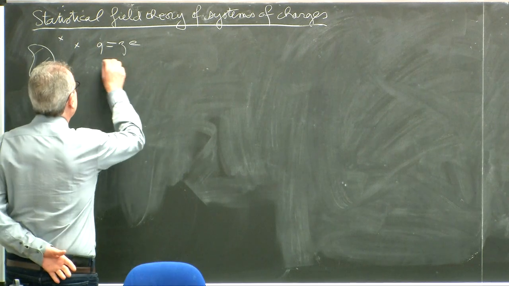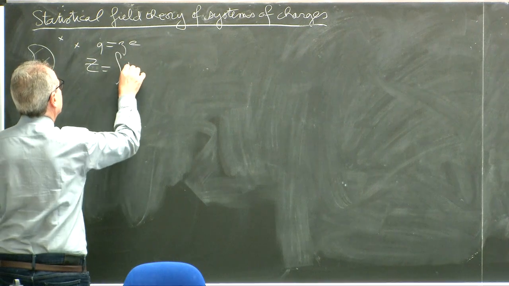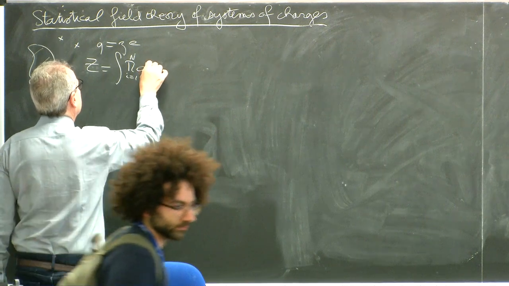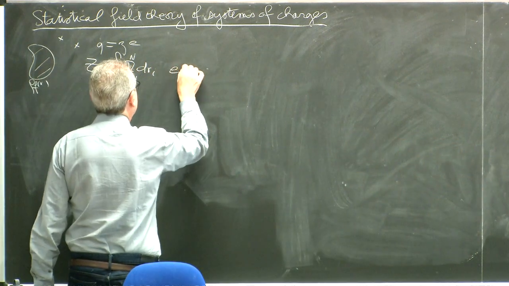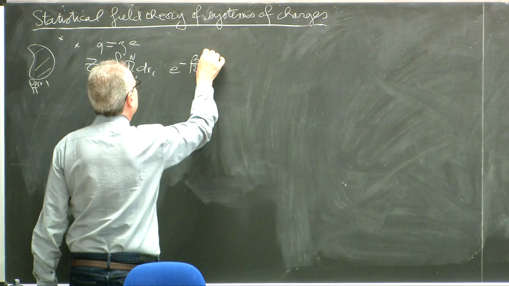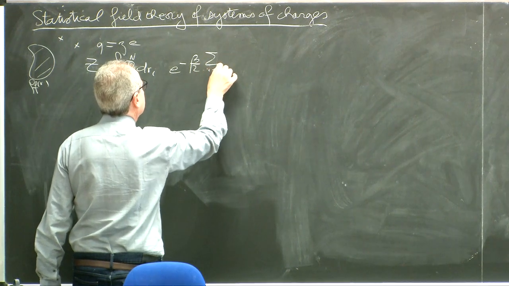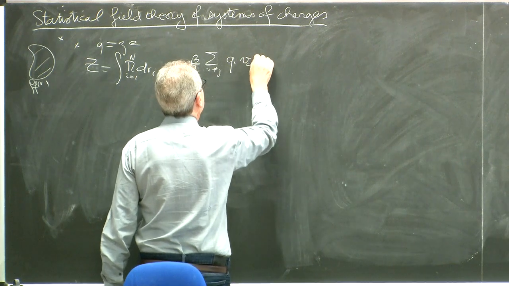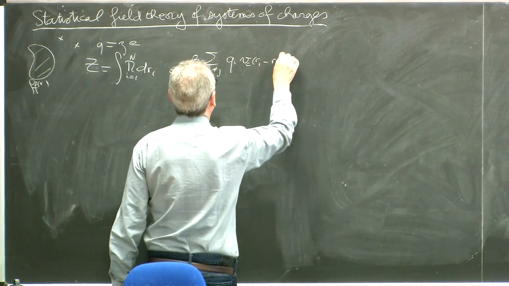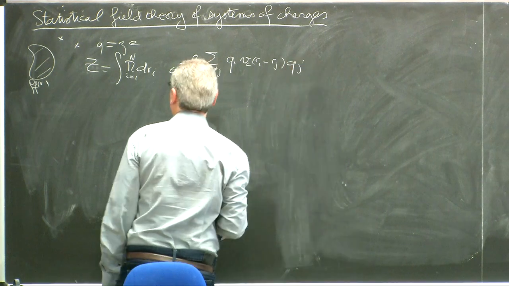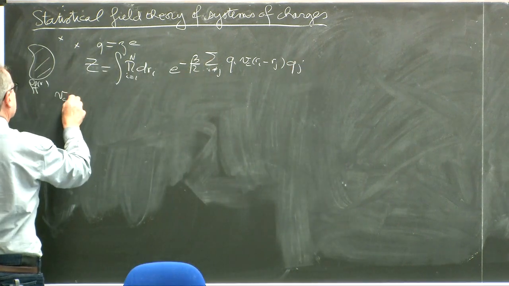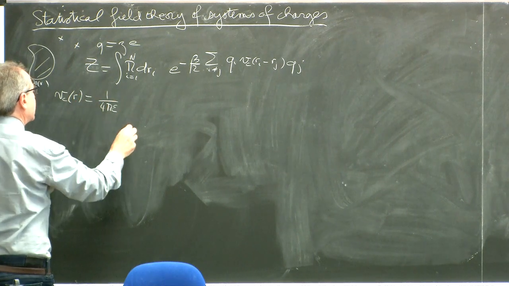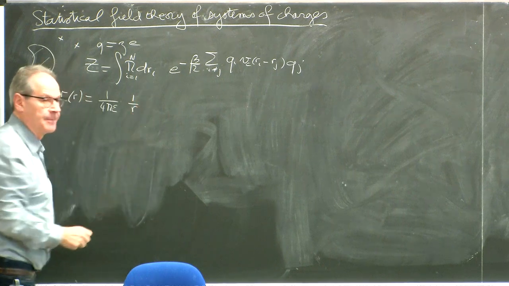The partition function of the system is an integral, product over i equals 1 to n particles, of d r i, e to the minus beta over 2, sum over i j of q i v c of r i minus r j q j, where v c of r equals 1 over 4 pi epsilon 1 of r.